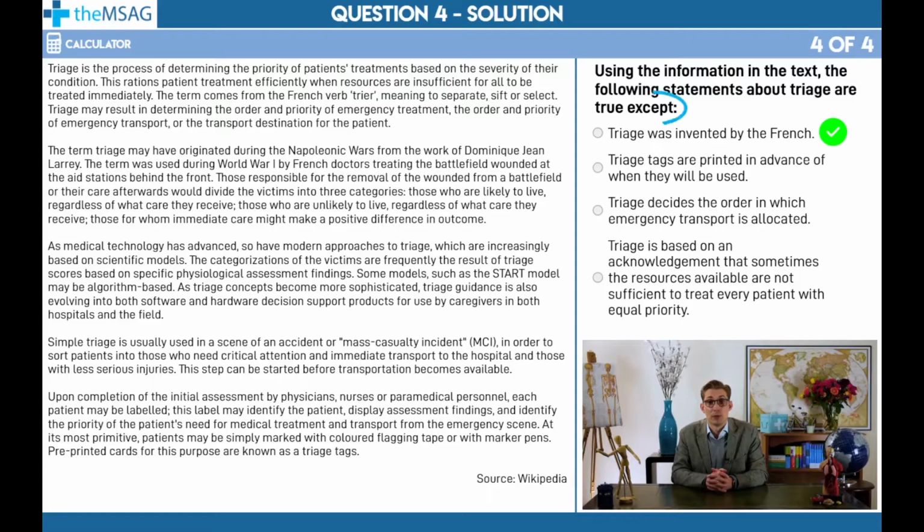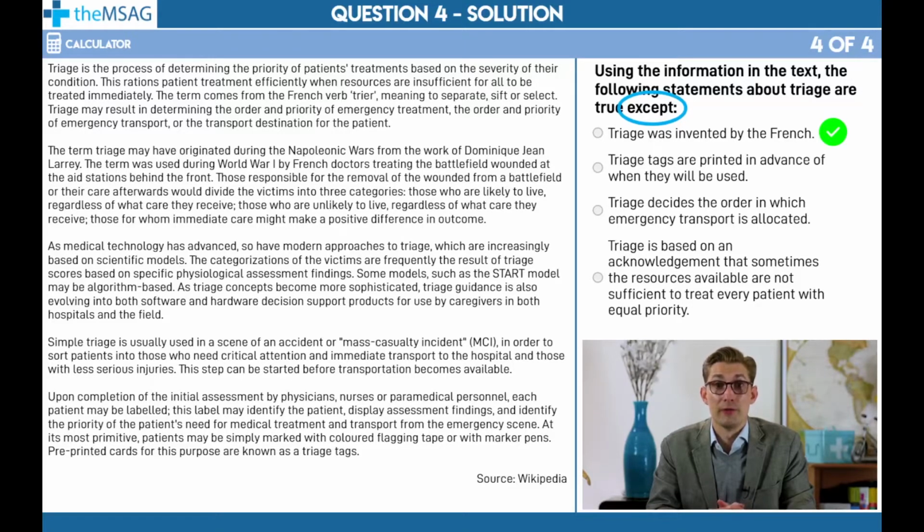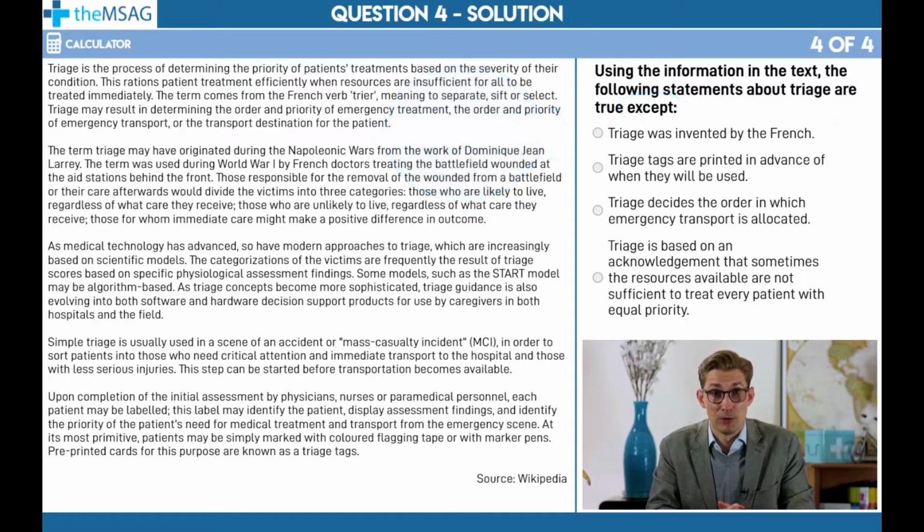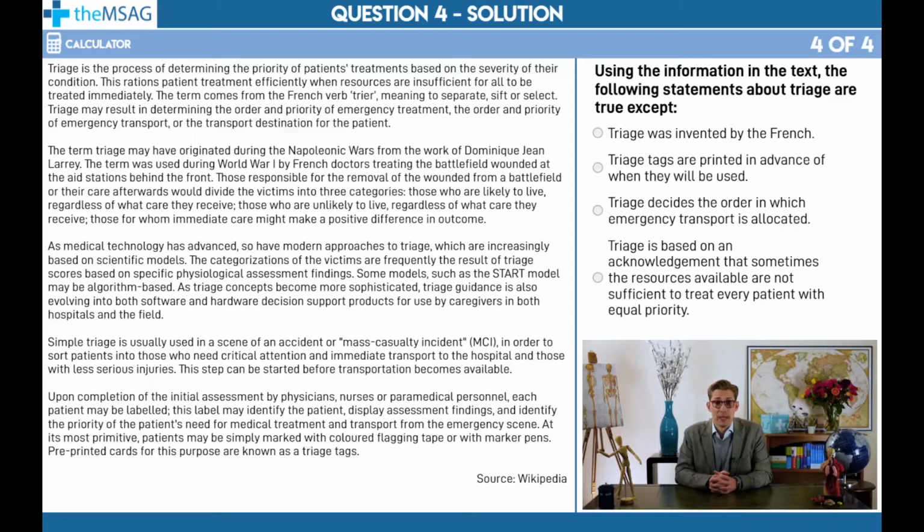Did you spot that this was an except question? In other words, one answer will be false and all the other 3 answers will be true. The answer, triage was invented by the French, is false. While the word triage is French in origin, and while the text states that triage may have originated in the Napoleonic Wars and been used by French doctors in World War I, it is never unambiguously stated as having been invented by the French.